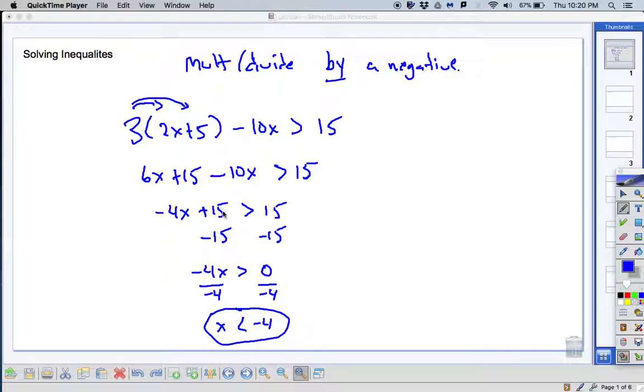Okay? So quick reminder, if you're using the distributive property, the symbol never changes. Combining like terms, the symbol never changes. Adding and subtracting to both sides, the symbol never changes. Multiplying or dividing, yes, if you are multiplying or dividing by a negative, switch the symbol around.